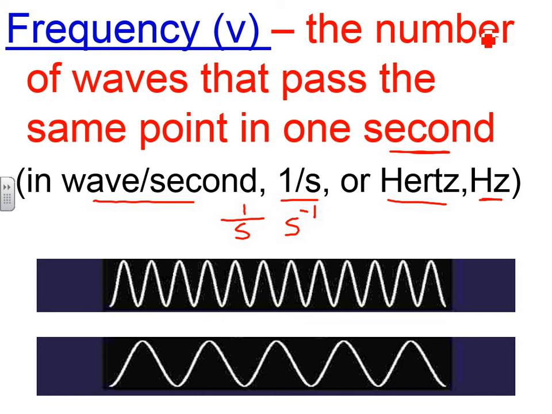So you can see here in the top wave, if we count, we have 1, 2, 3, 4, 5, 6, 7, 8, 9, 10, 11, 12. So we can say this wave has 12 hertz. Whereas the bottom wave, 1, 2, 3, 4, 5, simply has 5 hertz. So the bottom wave has a lower frequency, the top wave has a higher frequency.